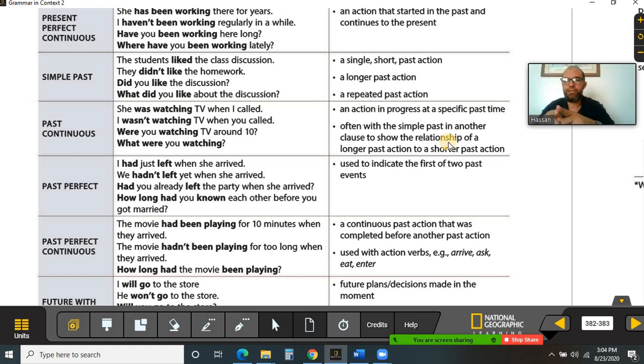Okay, let's say somebody called me and I did not pick up the phone, I did not answer, so after that he asks me, I called you, you did not answer me. What were you doing at that moment?